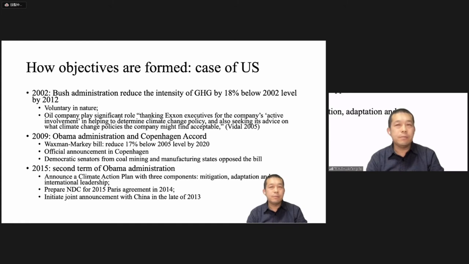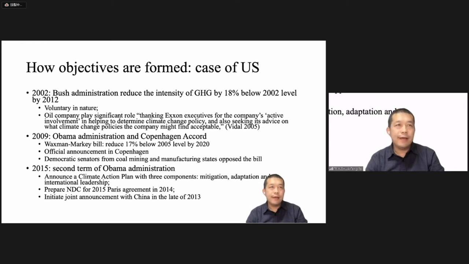And there are emerging materials released by the government which show that United States oil companies played a significant role in that case, because they discussed with the United States government which target the oil companies might find acceptable. A stringent target, the oil companies would not accept because it would have an impact on their oil and gas business. And that is how, using our previous analytical framework, business actors influence these objectives in a country.